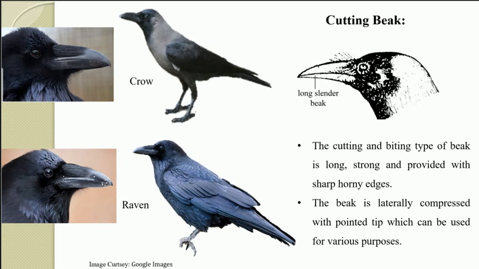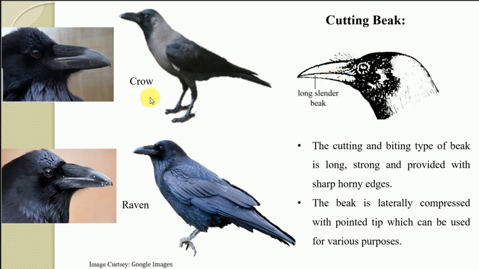Then it is strong and they are provided with horny edges. So if you see, the beak is comparatively elongated and it is provided with sharp horny edges. These horny edges are responsible for cutting the food material. Okay, the beak is laterally compressed with a pointed tip, which can be useful for various purposes.